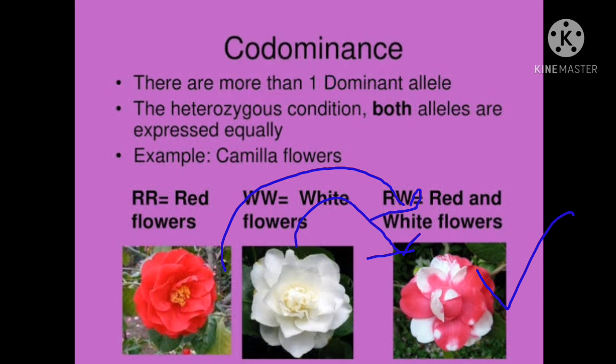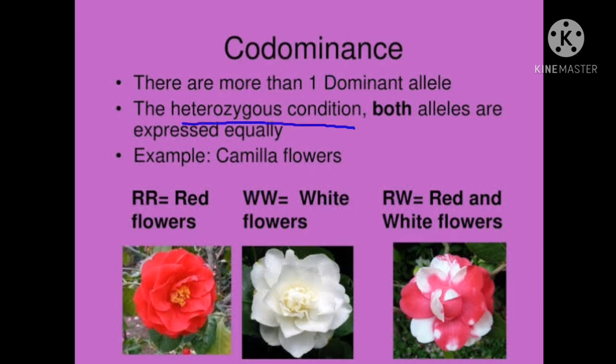So in the heterozygous condition, hetero means different, both the alleles are expressed equally. For example, in camellia flower, a red flower is crossed with white, and we get red and white flowers in the F1 generation. So these are the examples of codominance.